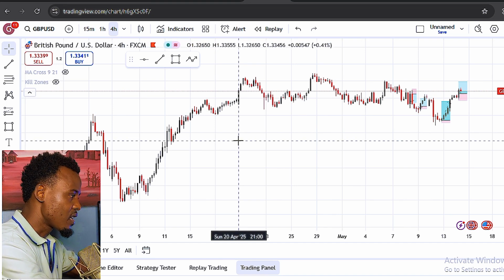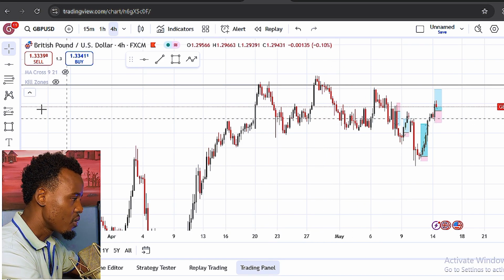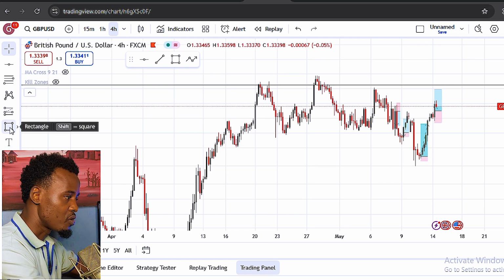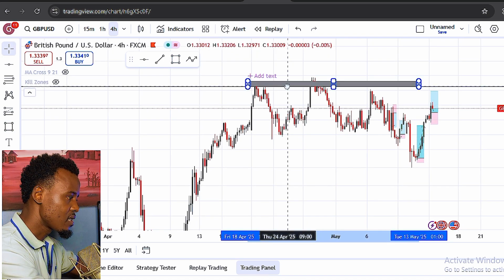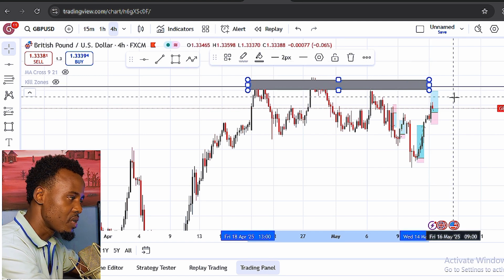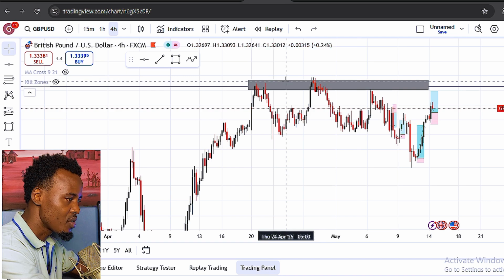So first things first, click on your horizontal line and mark out your resistance zone. You can also use this rectangle tool to mark out your resistance zone. As you can see, I just marked it out, so you can mark it out like that. And instead of marking it out so many times, you can just draw it down like this. That means it has covered this one, and this one right here.